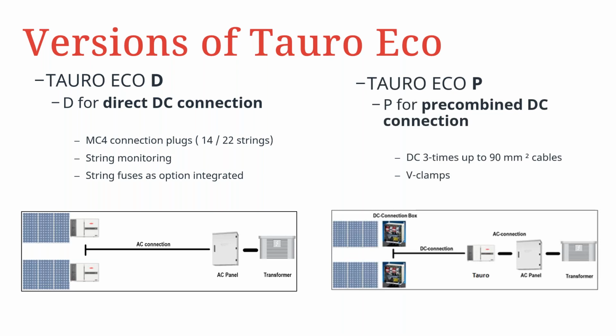Then you get the Tauro Eco P. The P is for the pre-combined connection. So this allows you to have DC inputs 3 times, so you can have positive and negative 3 times. Up to 90 millimeter squared cables are allowed, and these are connected via V clamps inside of the inverter.